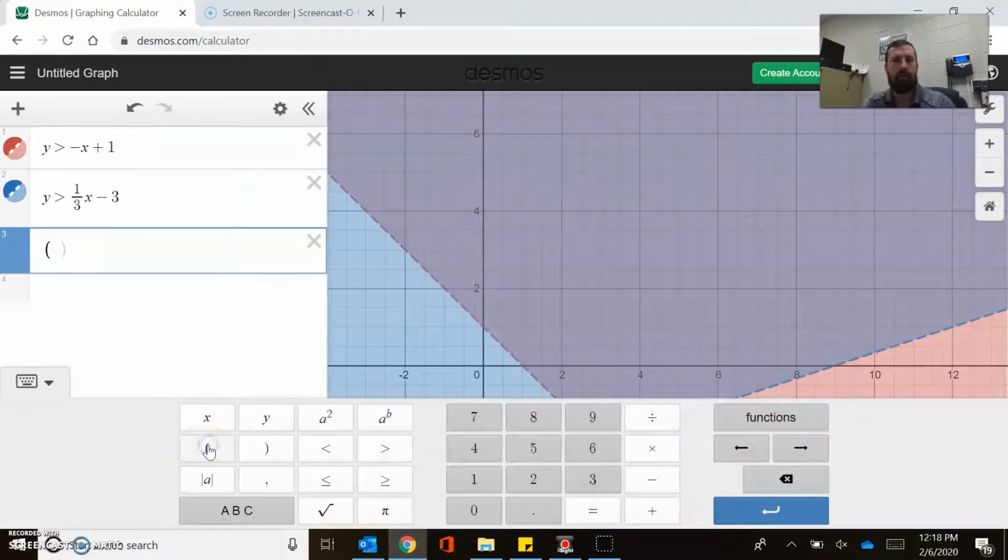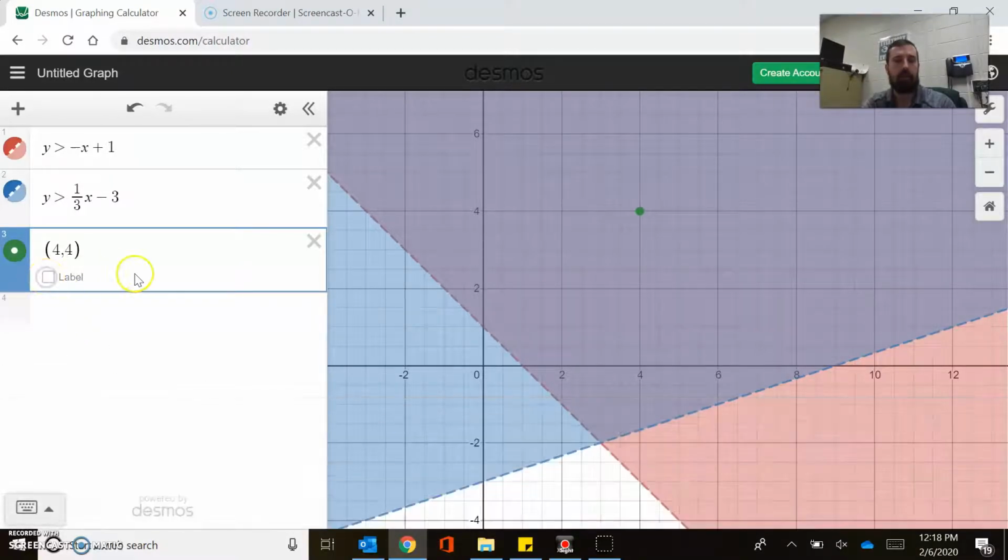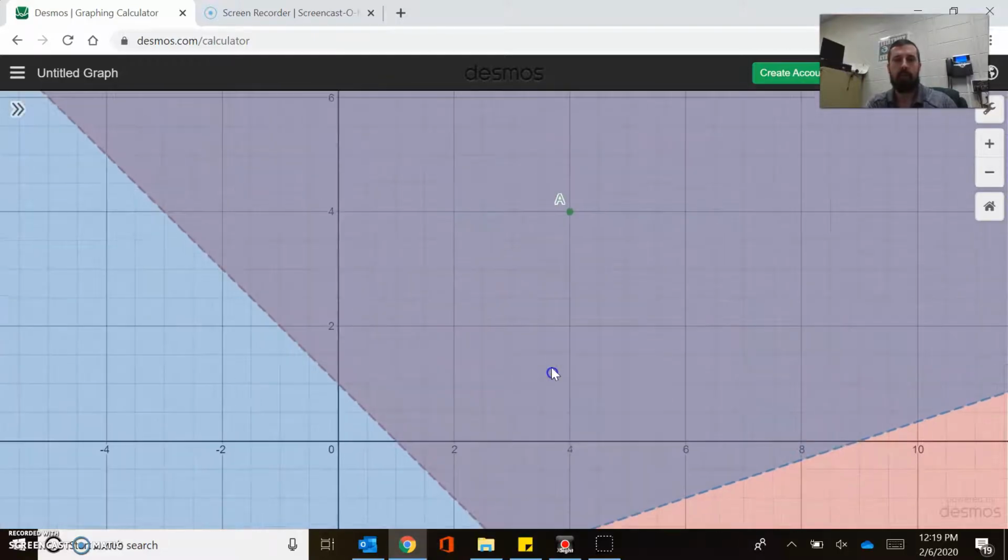So let's put in (4, 4). And then we can label it. The great thing about Desmos is you can label things. So we're going to put label and label that as A. So notice now, A is inside this double shaded area. It's blue and red combined to get this double shaded area. A is inside there, so A is a solution. That's really what it comes down to: you just put in all of the coordinates that they give you on the quiz and make sure they're in that double shaded area.